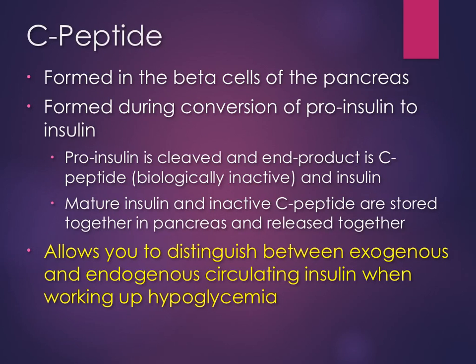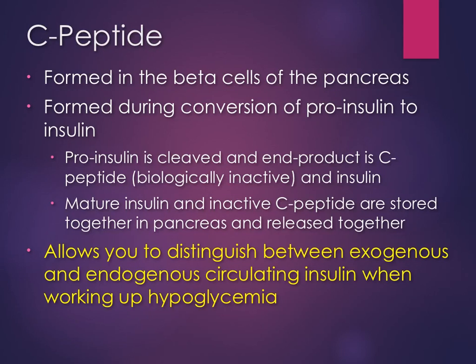All right, folks, we're almost to the end now. We're going to talk about C-peptide now. C-peptide is formed in the beta cells of the pancreas, and it's formed during the conversion of proinsulin to insulin. Proinsulin is cleaved, and the end product is C-peptide and insulin. Mature insulin and inactive C-peptide are stored together in the pancreas and are released together.